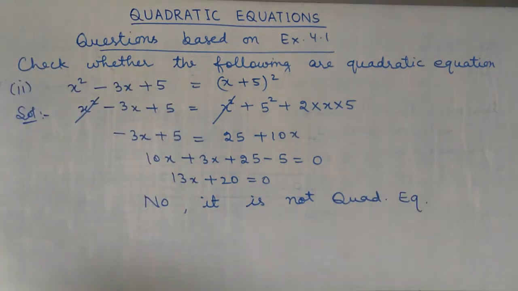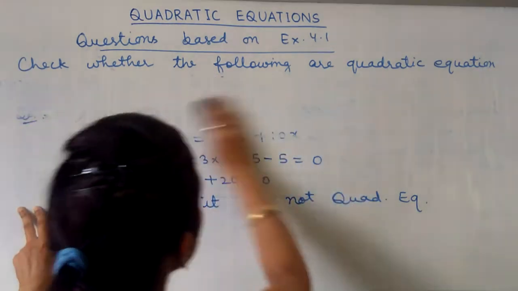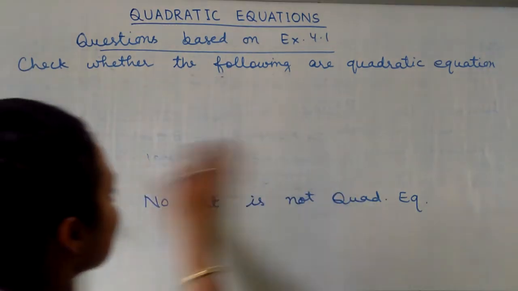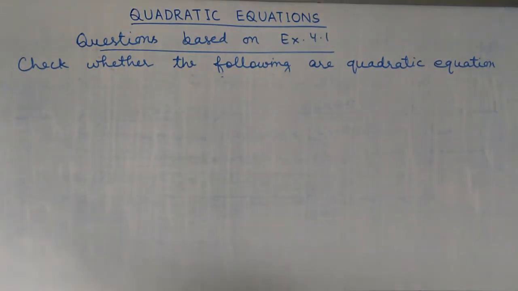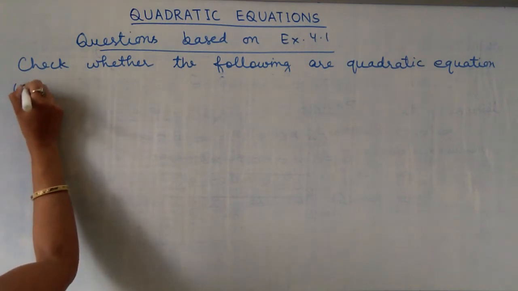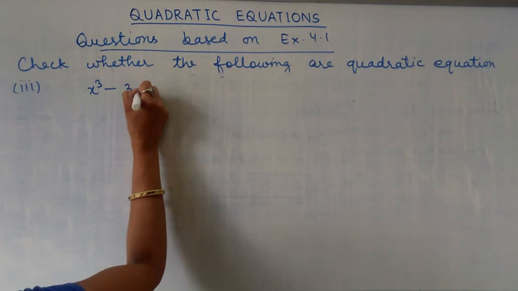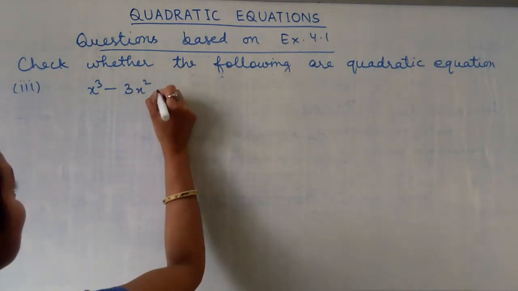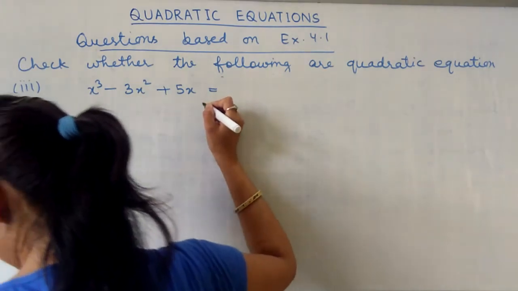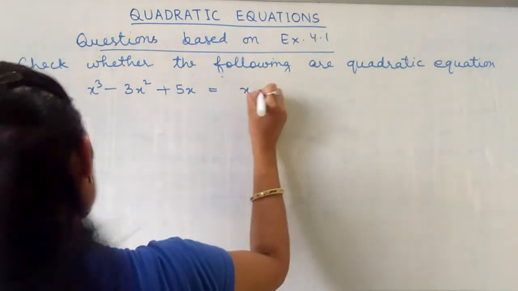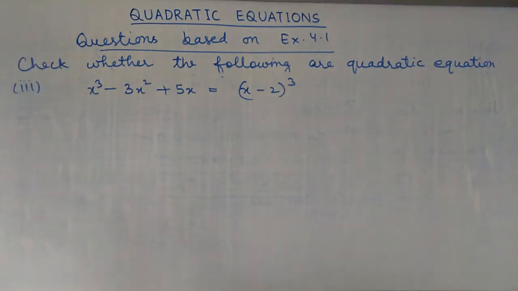Come to the third part, in which we again have to check whether it is a quadratic equation or not. So I will check that equation. The third part is, you have to write x cube minus 3x square plus 5x equals x minus 2 whole cube. Check whether it is a quadratic equation or not.